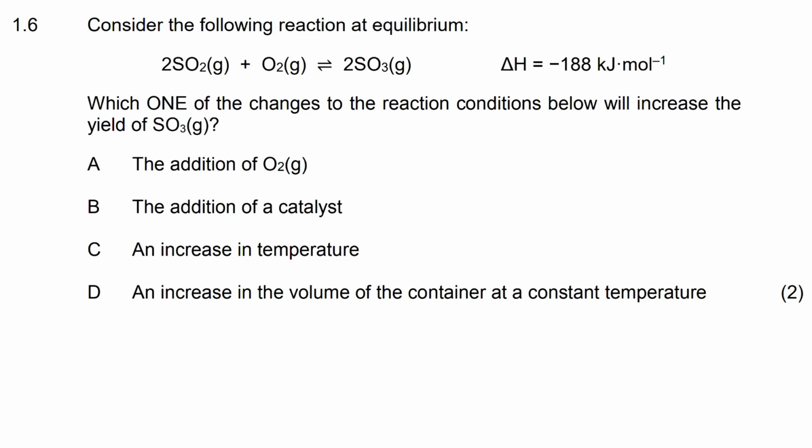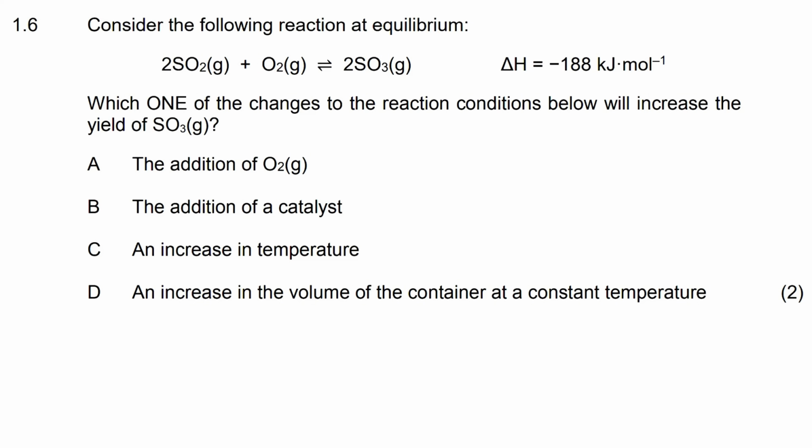Consider the following reaction at equilibrium. Okay, so we've got a reaction, they give us the delta H. Which of the following changes to the reaction will increase the yield of SO3? So they pretty much want you to do something that will cause the forward reaction to be favored.